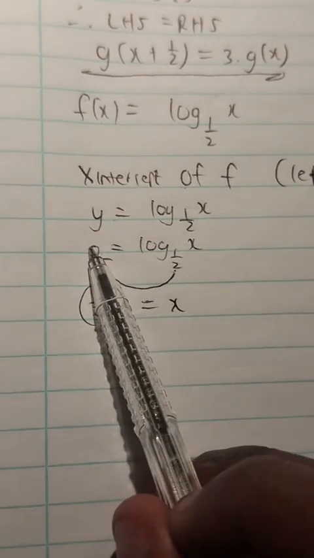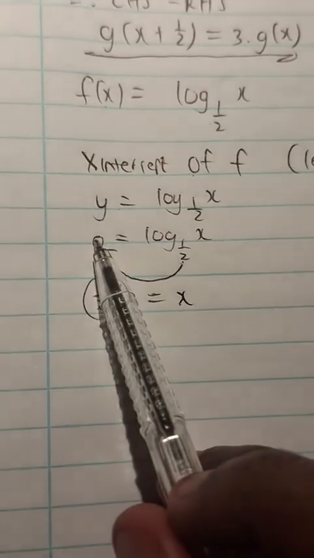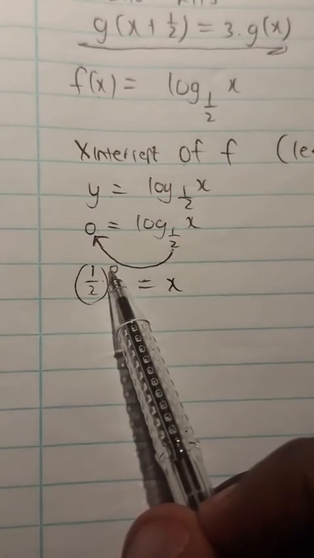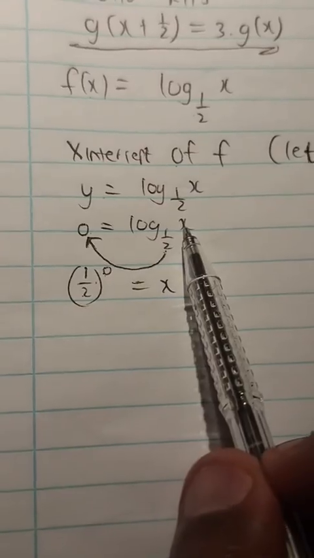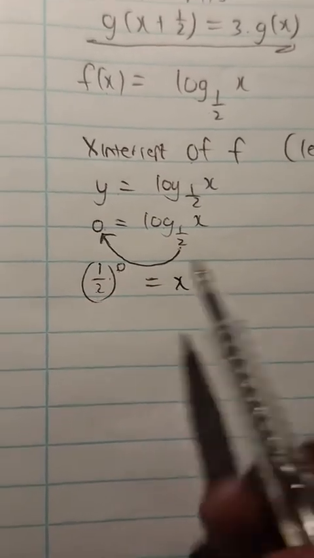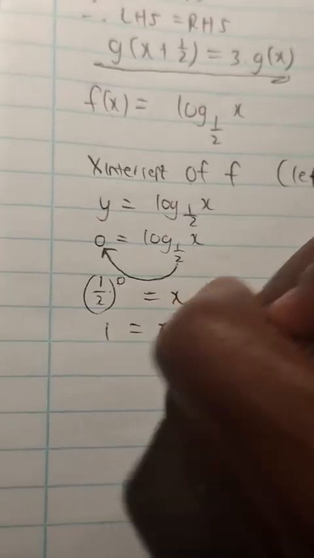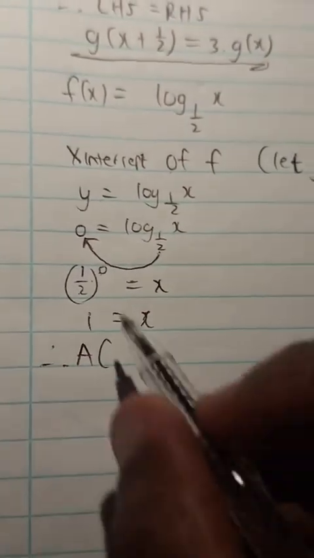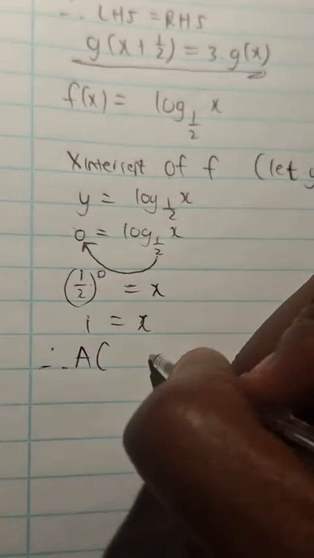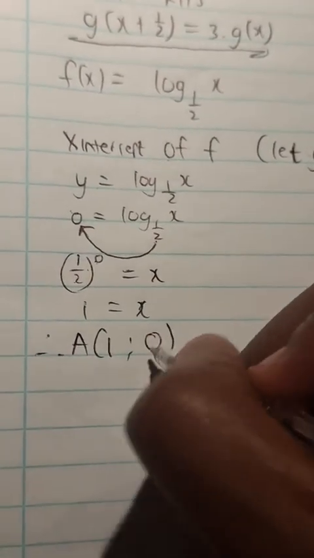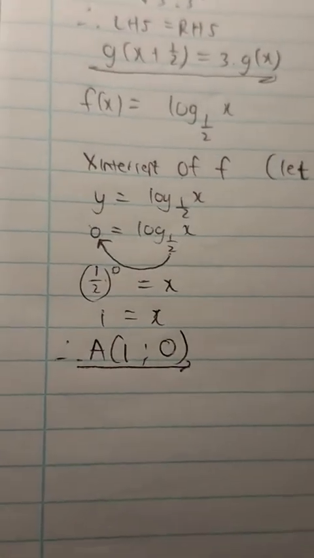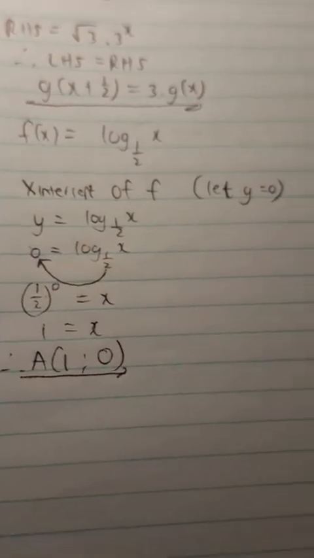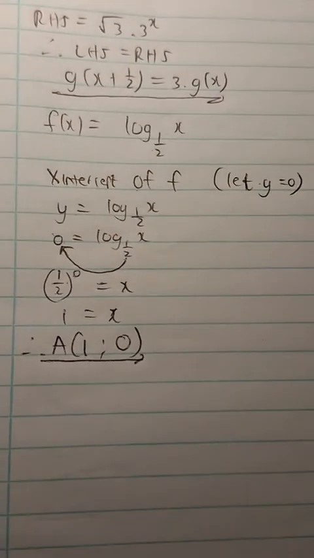So to change log back to exponential form, the half kicks the 0 and then carries it in the air, holds it up, and then the x is isolated, the log disappears. What's half to the power 0? It's 1. So x is equal to 1. What are the coordinates of a when y is 0, x is 1? So these are the coordinates of a. Okay. All right. Any real questions here?